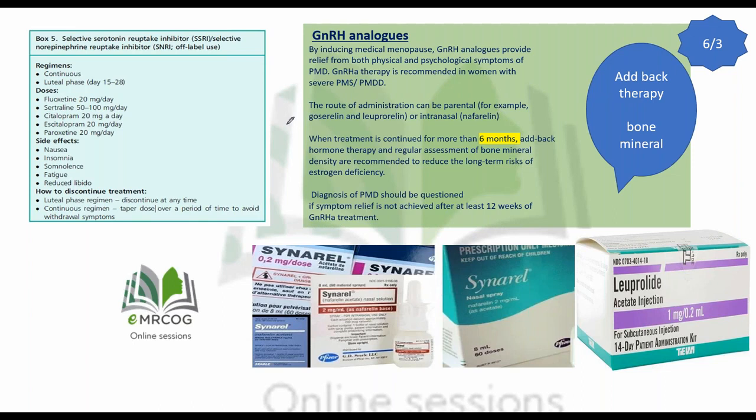If there is no relief after 3 months, what shall I do? Stop, right? So it failed the trial. Consider that the cause of her symptoms is something else. Now, if the woman finds it's good and it's helping her, she says, can I continue on this nasal spray or the injection forever? What will you say? What do you think?